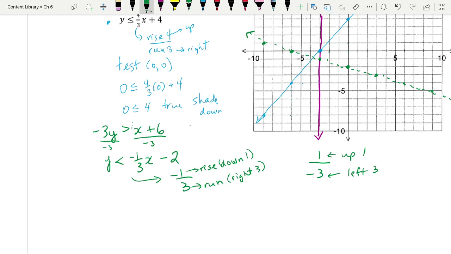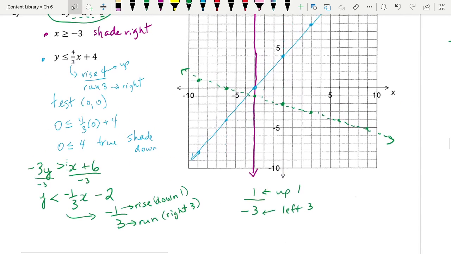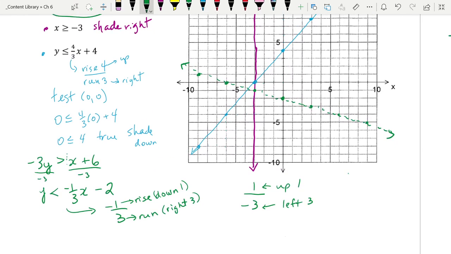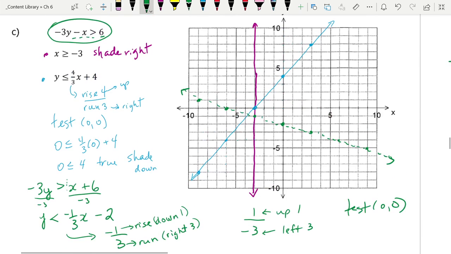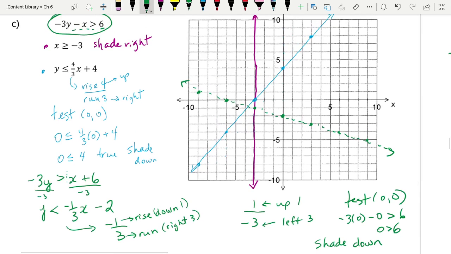Okay, now we're not done with the green guy yet because we haven't figured out which way we're shading. So once again, does it go through 0, 0? No, so I'm going to test 0, 0. And you go back to the original equation. What was the original equation again? Oh, there it is. So -3 times 0 minus another 0 is greater than 6. Is that true? Is 0 greater than 6? No. So 0, 0 is not in the test zone. So that means I'm shading down. So shade down. Okay, put all three of these together.